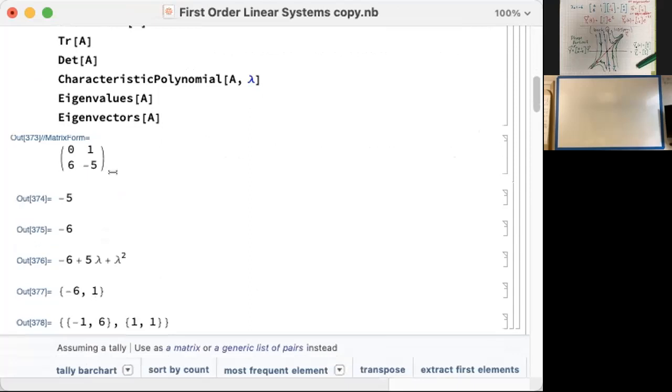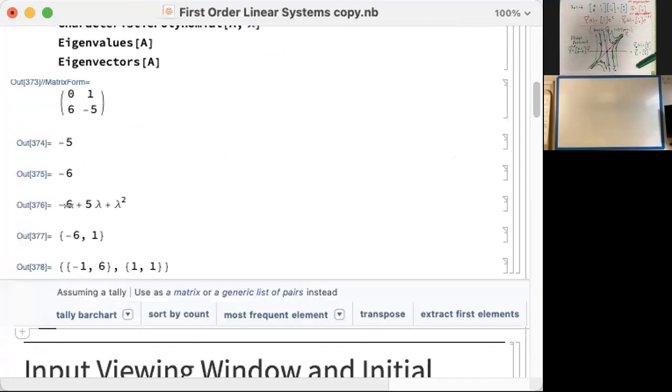There's our matrix. Trace was minus 5, determinant was minus 6. Characteristic equation. Mathematica wrote the lambda squared at the end instead of the beginning. That's not different. The eigenvalues are minus 6 and 1. We wrote 1 and minus 6. Again, that's not different. That's just order. But Mathematica writes things in the order that pleases itself, not pleases us. So we have to adjust. We have to recognize that this is the same as 1 and minus 6.